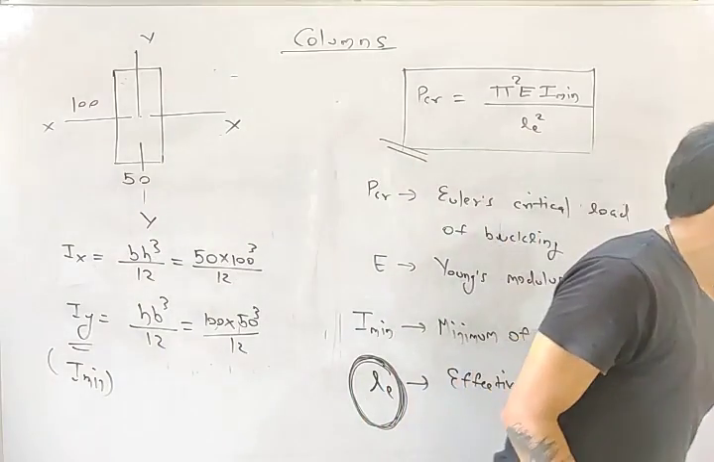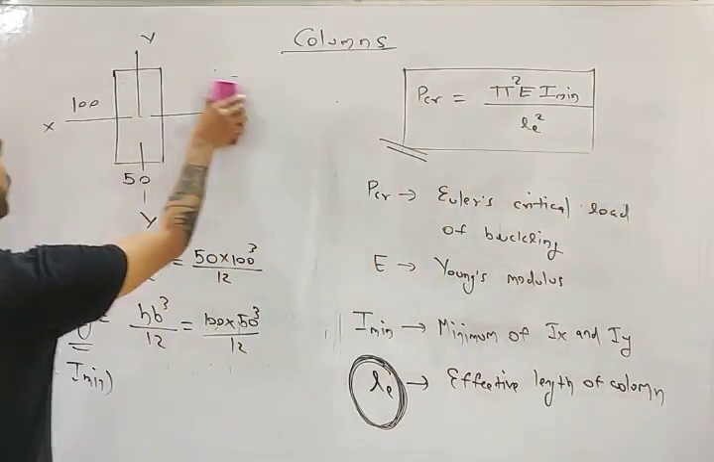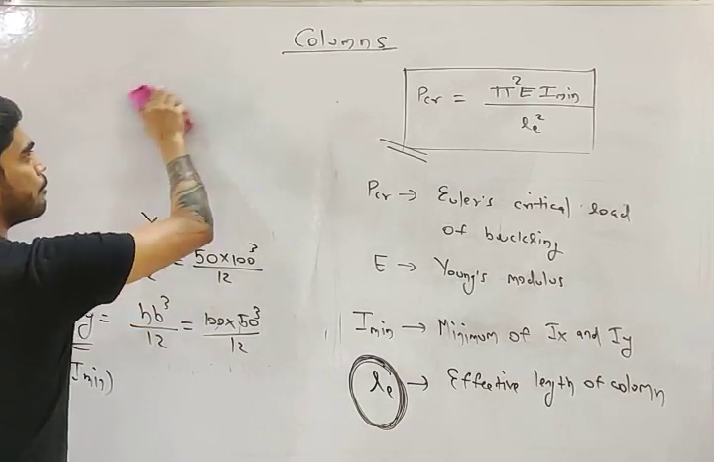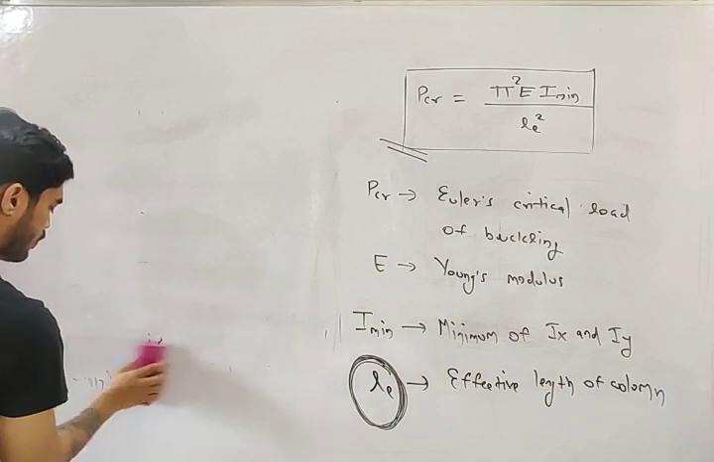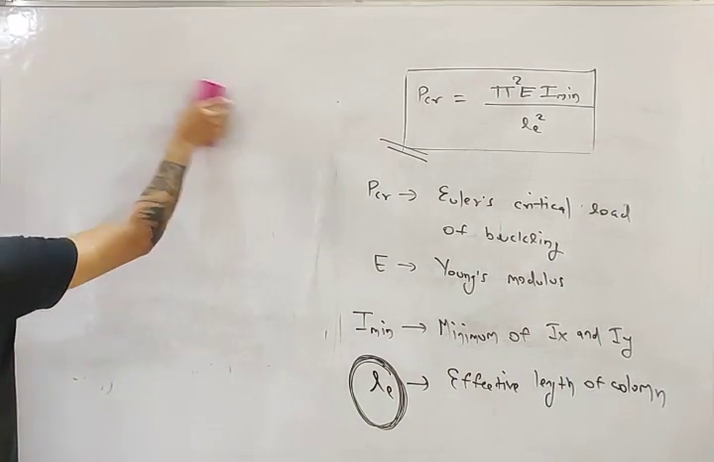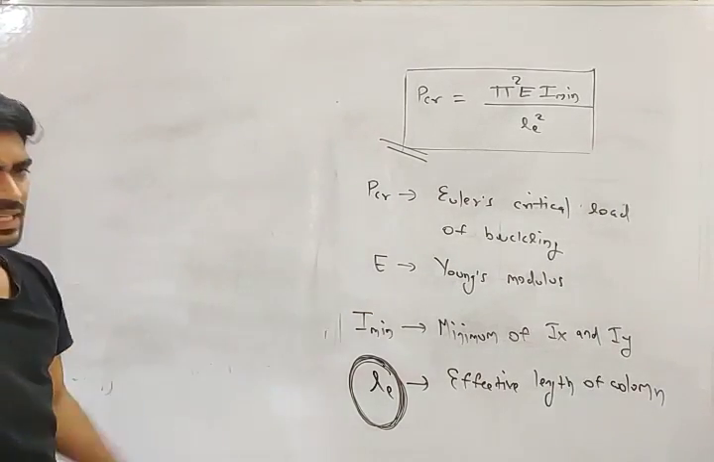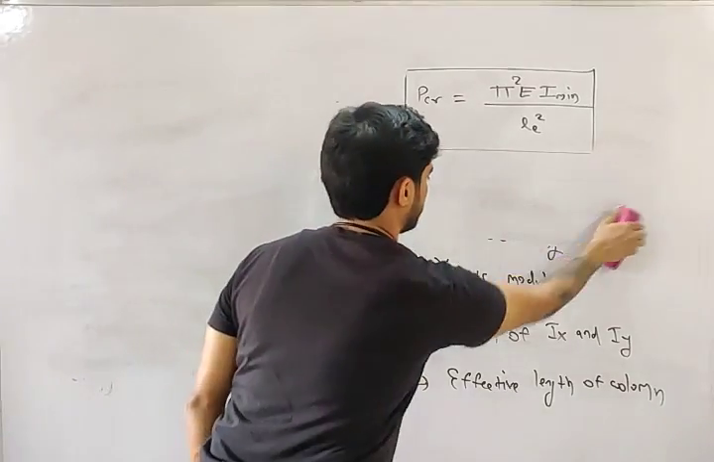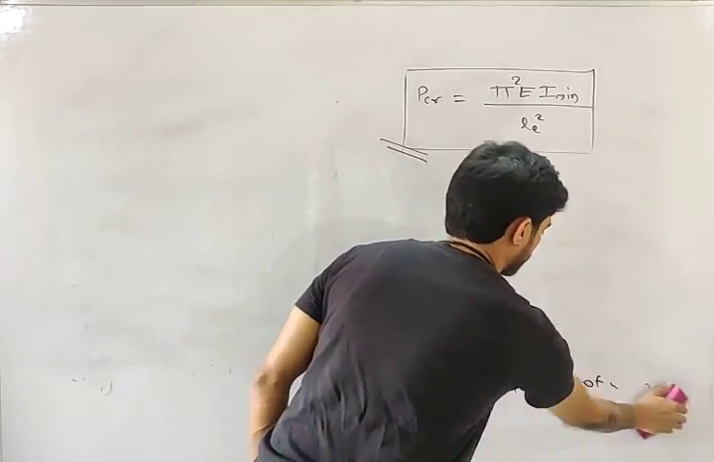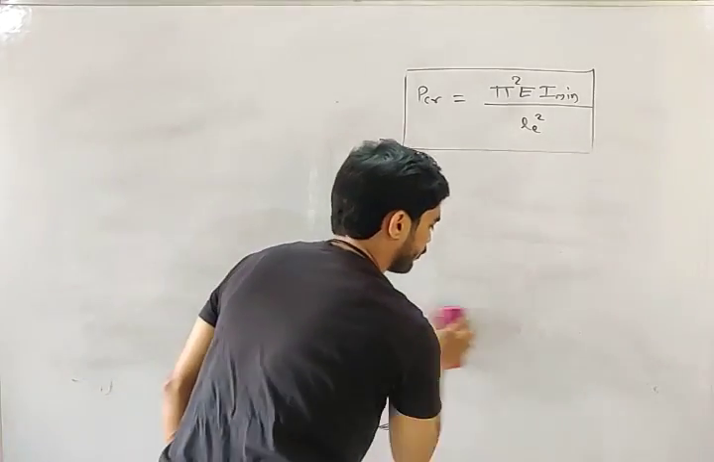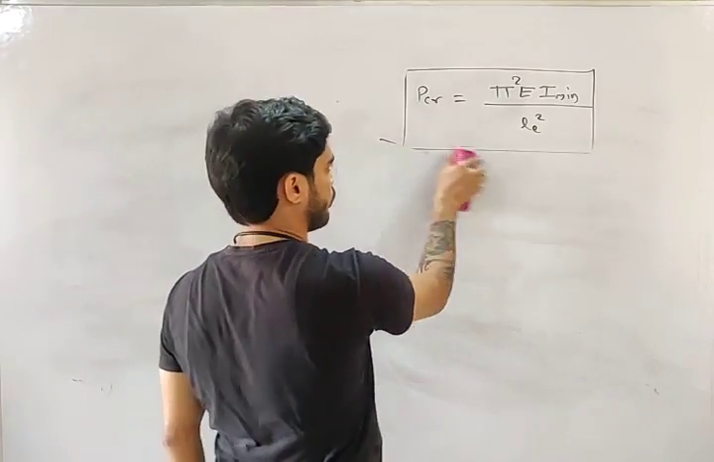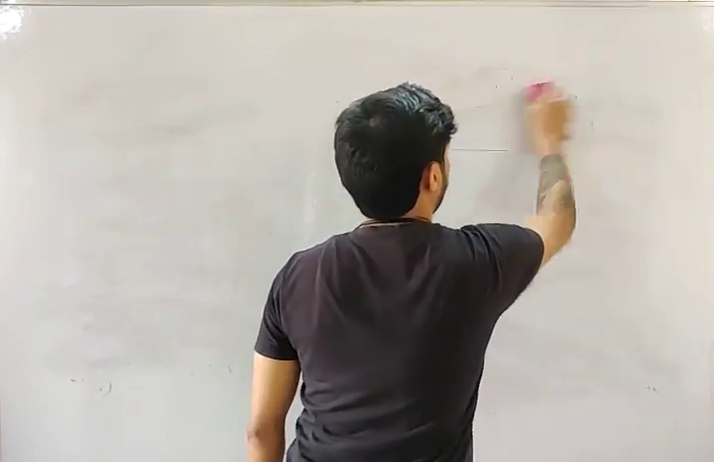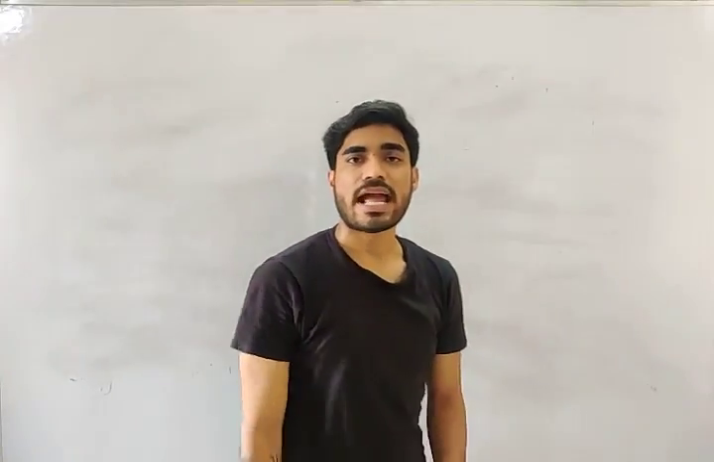So note this down, my friend: P critical equals pi square EI by LE square. This is Euler's theory. Now, my friend, let's understand effective length. When we derive the equation of critical load, we have to assume some end condition of the column.